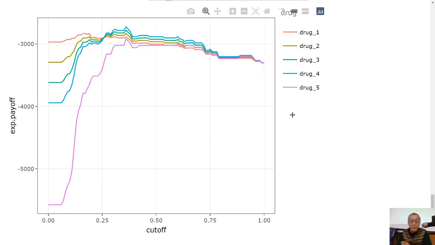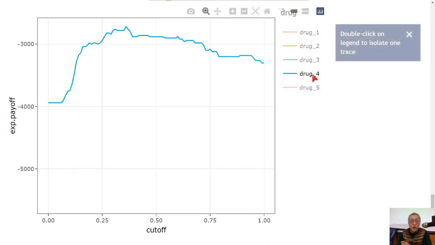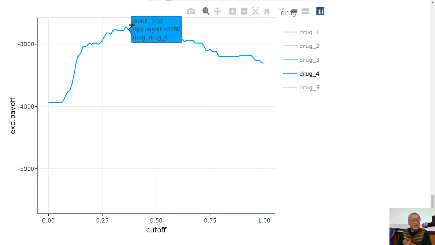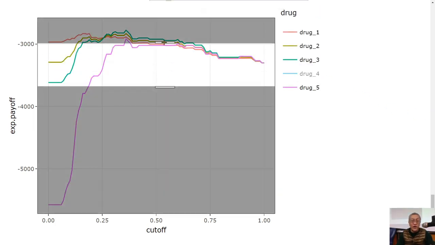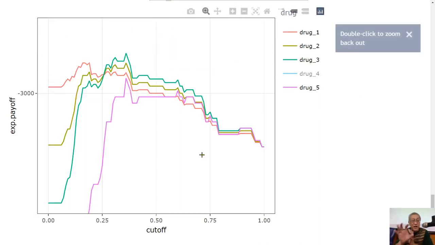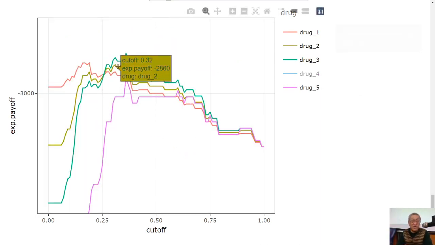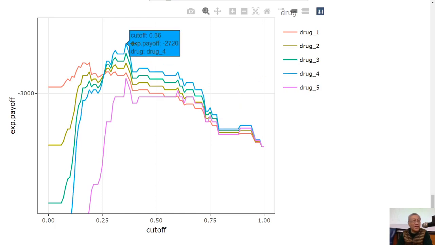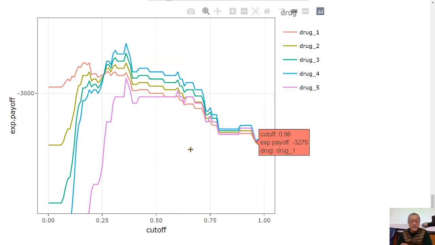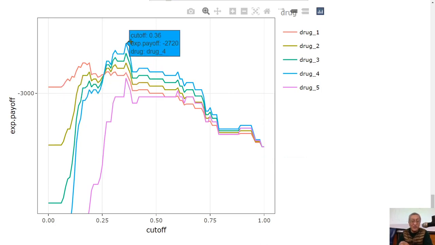So this light blue one is actually drug 4. It actually has the highest payoff. Now the good thing of this ggplot is that you can zoom in. So you zoom in, and you can see drug 4 is here. You can see drug 1, 2, 3, 4, 5, and the highest one is actually drug 4.